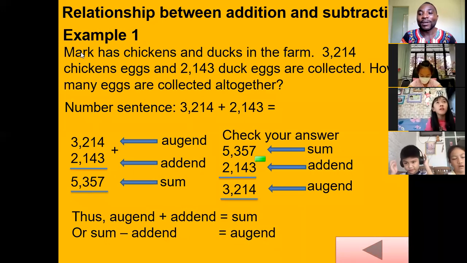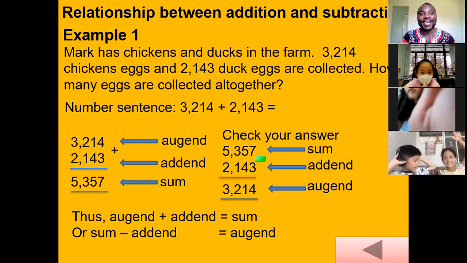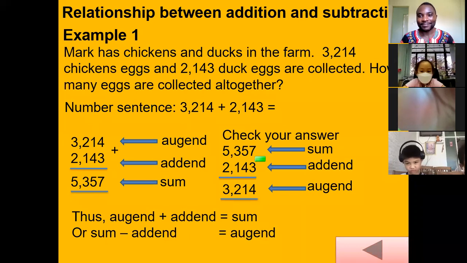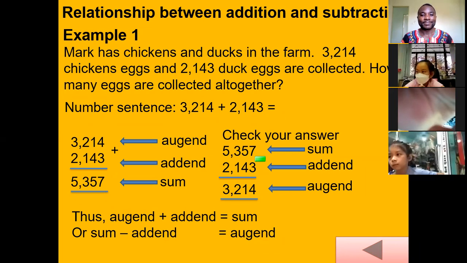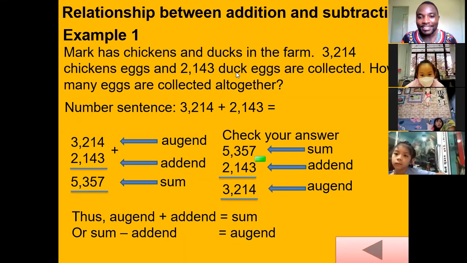Okay, someone should read. Mark had chicken and duck in the farm. 3,214 chicken eggs and 2,143 duck eggs are collected. How many eggs are collected altogether? Very good. Okay. This word is not duck. It's duck. Duck eggs.